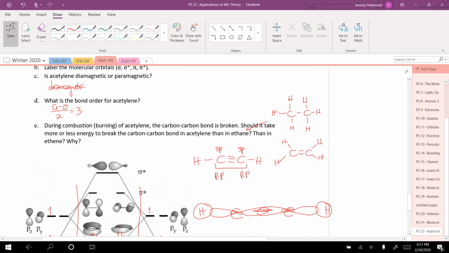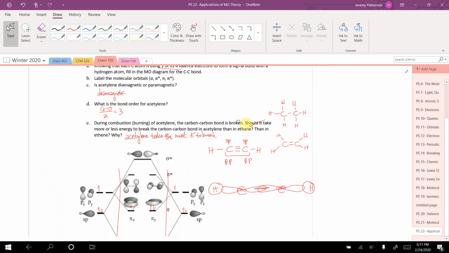So which one's going to take the most energy to break? Well, acetylene takes the most energy to break. Why? Because it's got a bond order of 3 versus 2 and 1. Higher bond order is a stronger bond, so it'll take more energy to break.